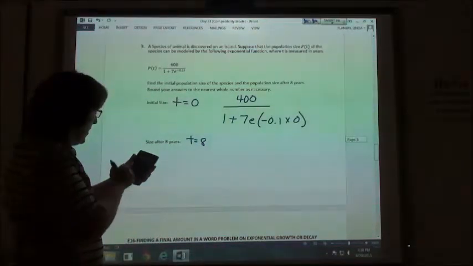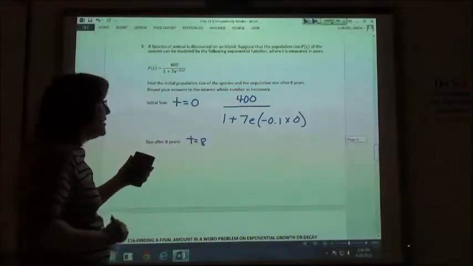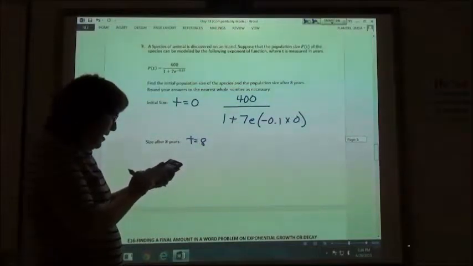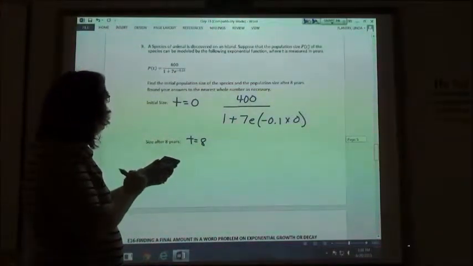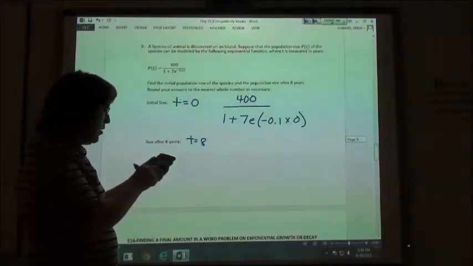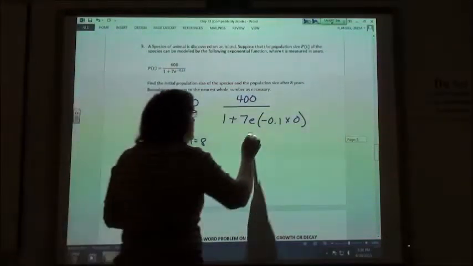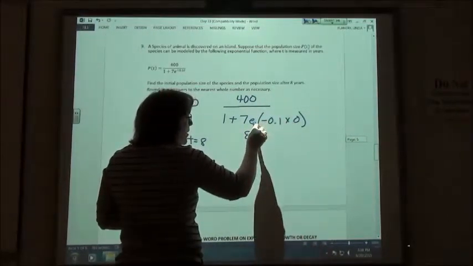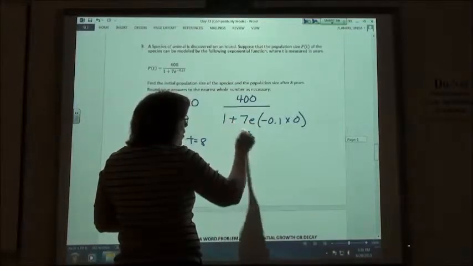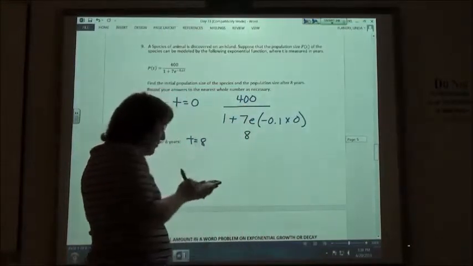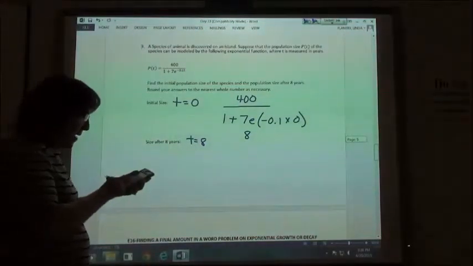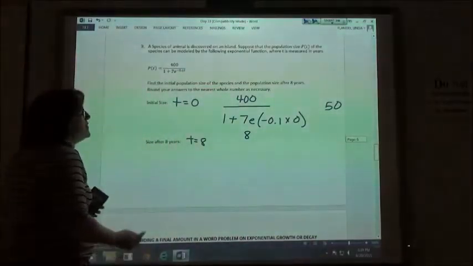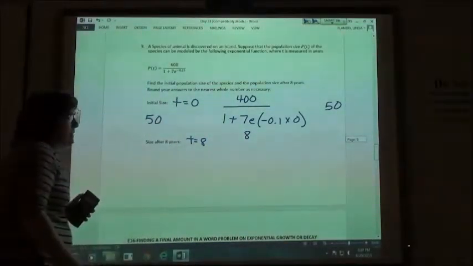So I'm going to calculate the bottom. 1 plus 7 shift natural log to get the e. 1 plus 7e should show up on your screen, parenthesis, negative 0.1 times 0. Close my parenthesis. I get 8. This would be 0. E to the 0 power is 1. 1 times 7 is 7. 7 plus 1 is 8. Yep. So 400 divided by 8. 400 divided by 8 is 50. So, the initial size of my population is 50.